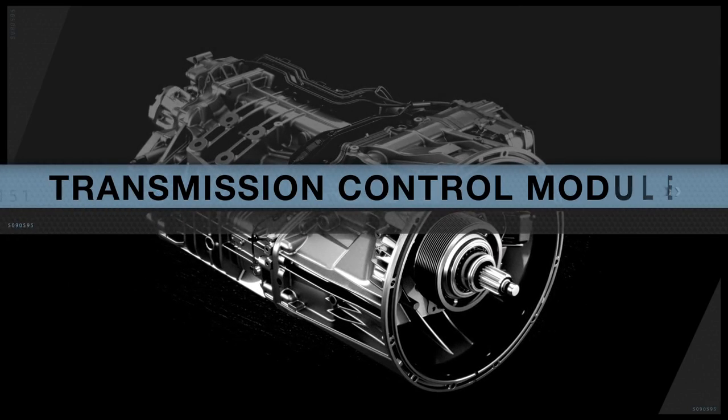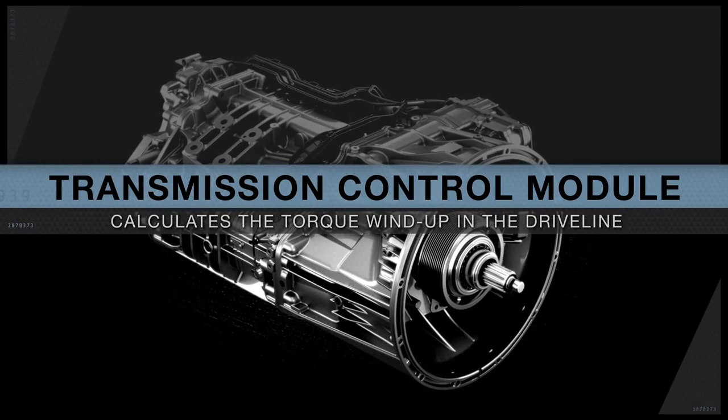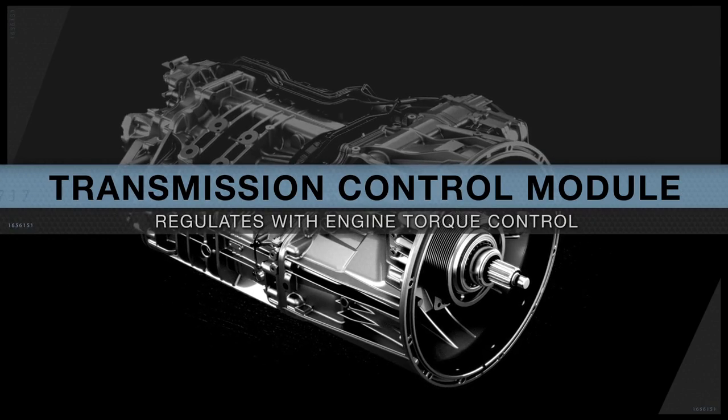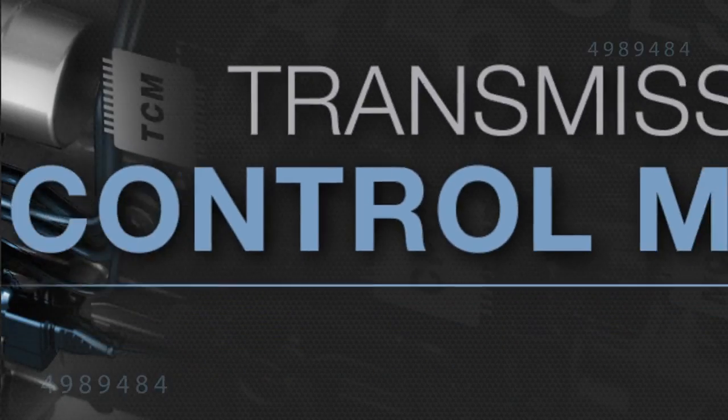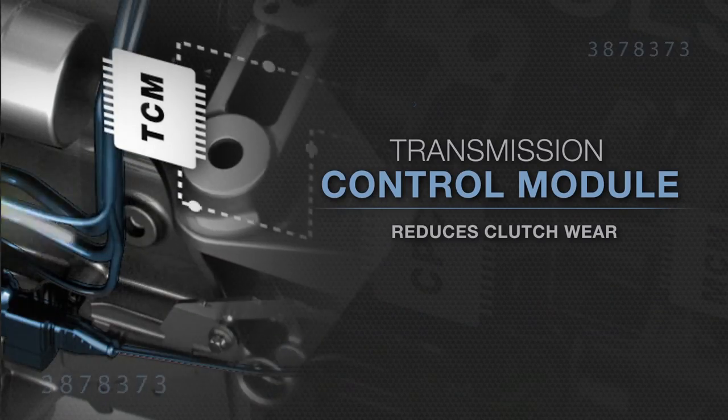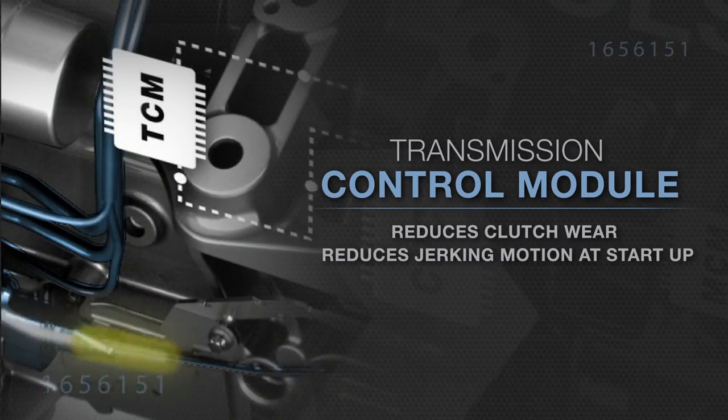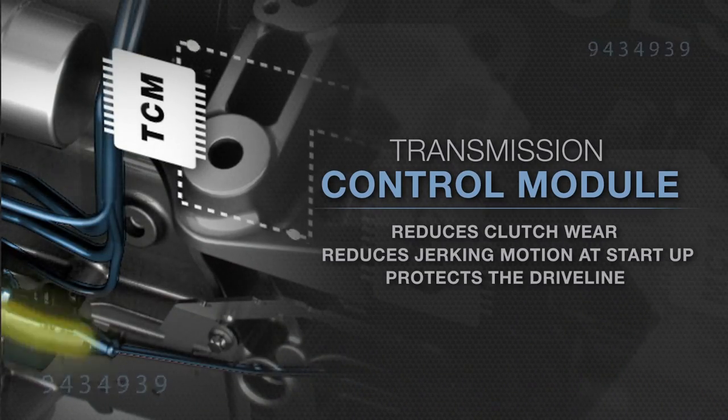The transmission control module calculates the torque windup in the driveline and regulates with engine torque control. This reduces clutch wear and reduces the jerking motion at startup and protects the driveline.